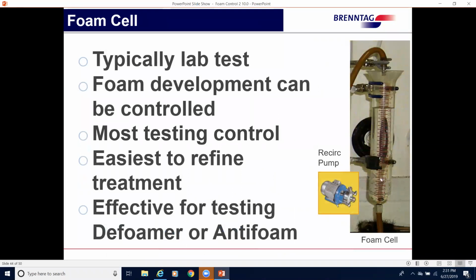The last test that we'll touch on here is called a foam cell test. This is a test that's generally not used in the field. It's used more frequently in lab settings for very critical applications, or more often for product development and things like that. It's a great test because it offers a lot more control than the prior two tests we talked about. But for our purposes, it's generally not always needed, and it can sometimes be overkill, to be honest with you.